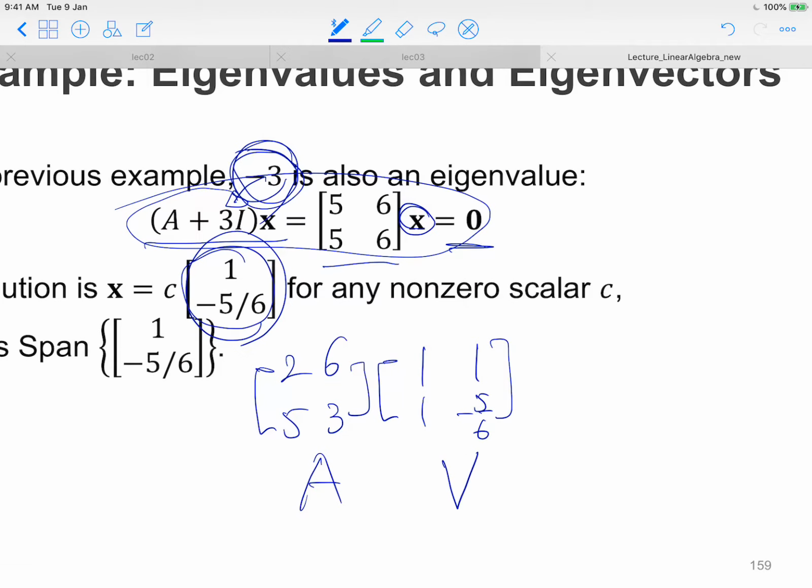Okay, and now we rewrite once again this V, and 1, 1, and 1.